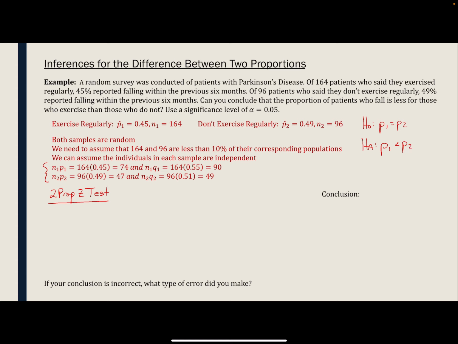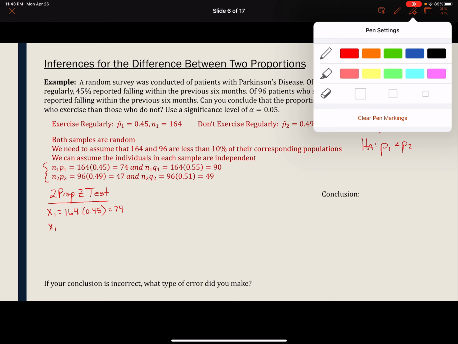So when we fill in the information for the test, we need our x1, which is the number of successes, and I have that in the conditions here. But to find it, we take the sample size times the proportion and round appropriately to 74. And then our n1.